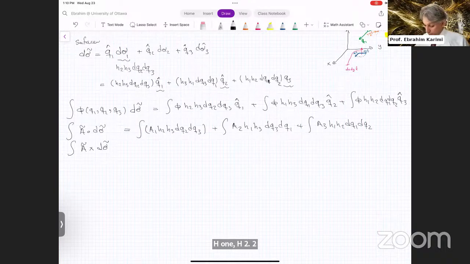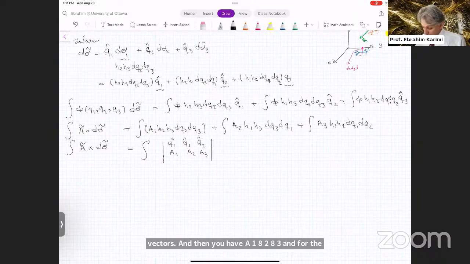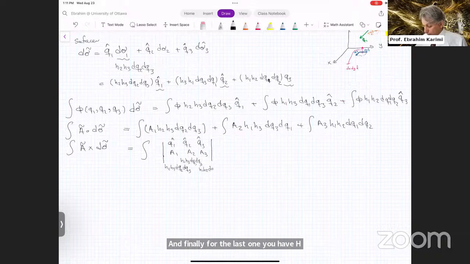And in a similar fashion, you can exactly do the calculation for the last one. So it will be the integral of the unit vectors q1, q2, q3, and then you have a1, a2, a3, and for the d sigma, you have to be careful now. You have h2, h3, dq2, dq3, and for that one, you will have h1, h3, dq1, dq3. And finally, for the last one, you have h1, h2, dq1, dq2. And you do the calculation, and you will see you will get a vector integral, okay?